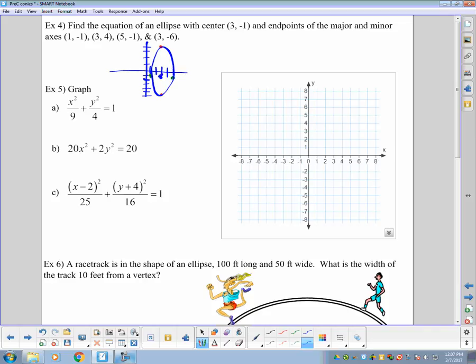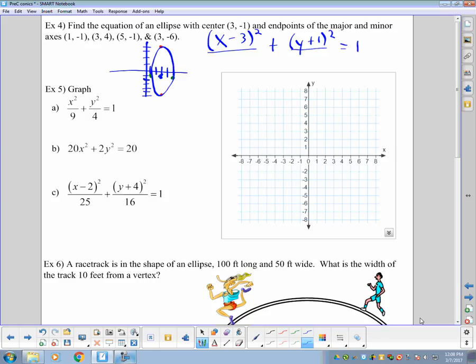So what that means is that I'm going to have A underneath the y term. And it actually doesn't matter which is A or B. You're just going to have the bigger number underneath the y term. Okay? So it'll look like this. We have x minus 3 squared over plus y, using the same principle we did with the circles. This will be y plus 1 squared equals 1. Now let's figure out what goes underneath what.